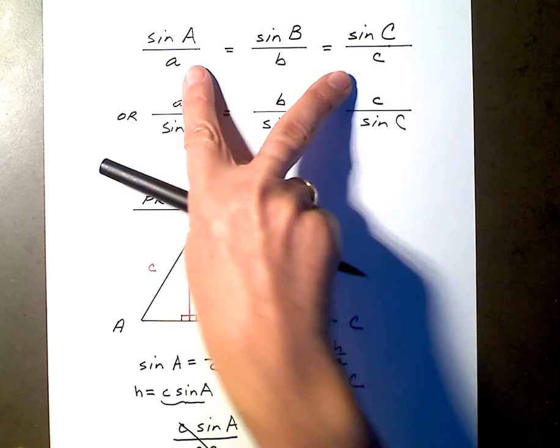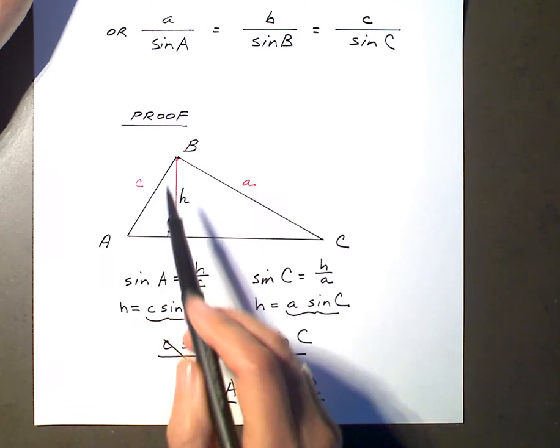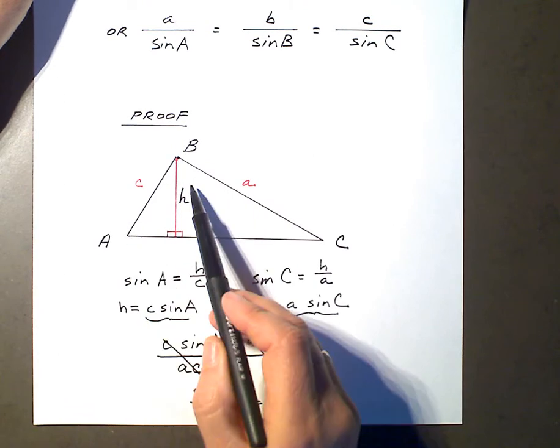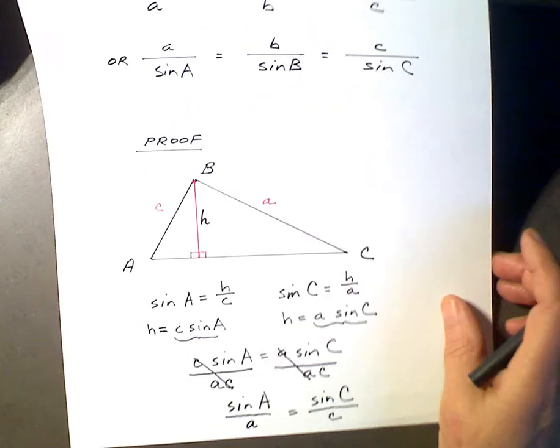And of course, I could continue. I could do this over and over again. I could drop an altitude from angle A or from angle C and prove that all three of those ratios are equivalent. So that's the little proof, and now we'll look at a simple example of using the law of sines.